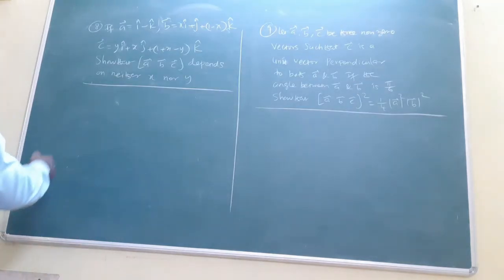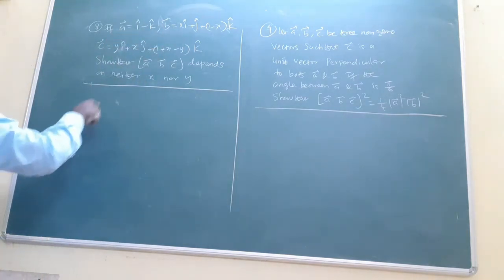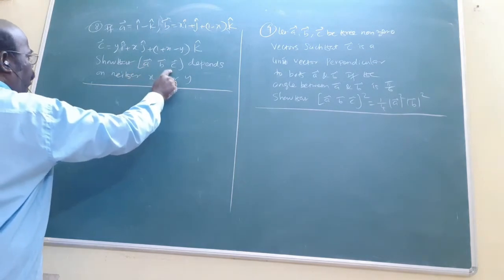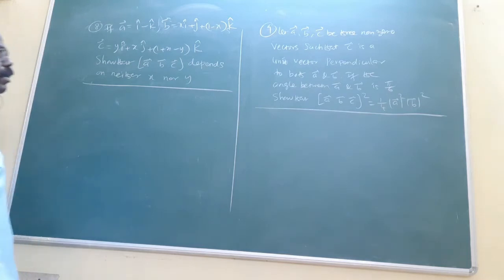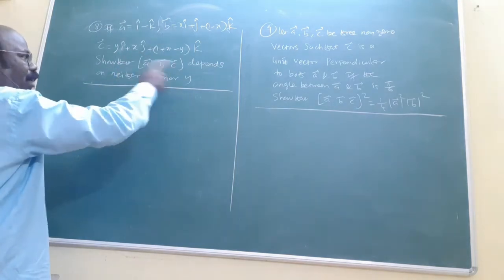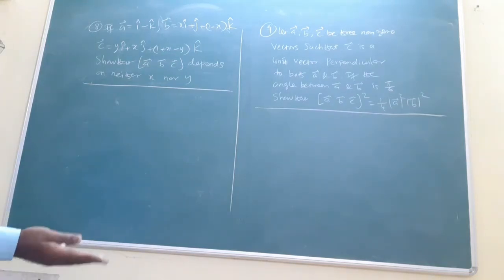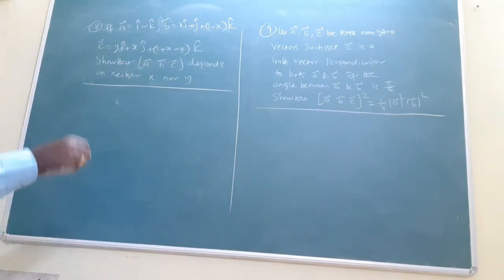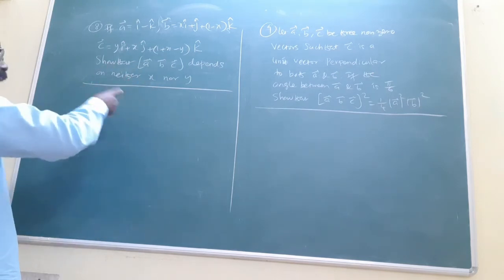Now question 8: A vector, B vector, C vector are given. Show that the box product of A, B, C depends neither on X nor on Y. Now that means what? The answer, the box product of A, B, C, is without X. You will find the box product of A, B, C, and we get the answer not involving X and Y. That means it depends on neither X nor Y.